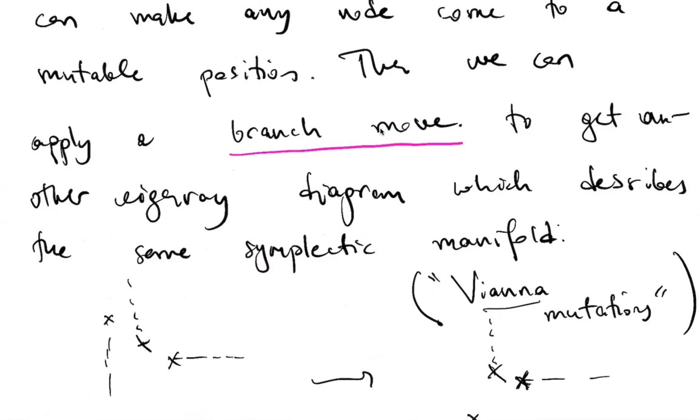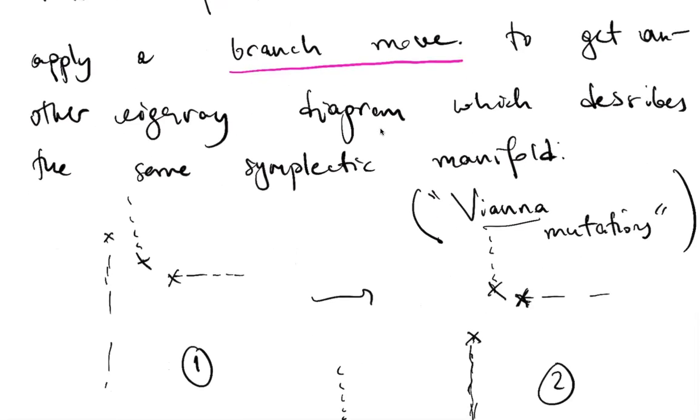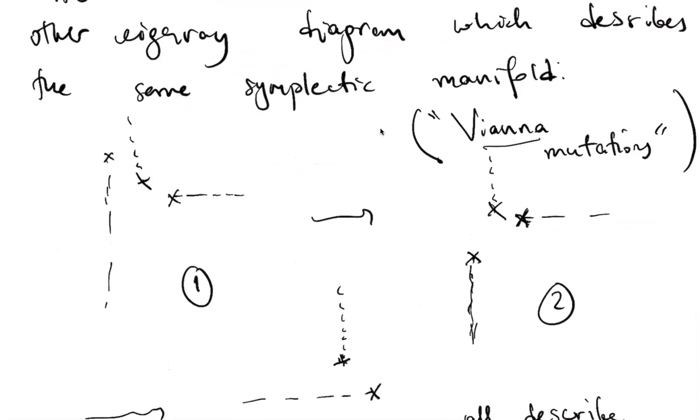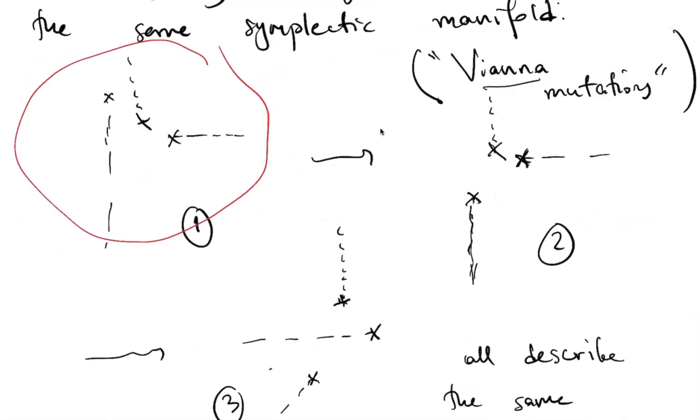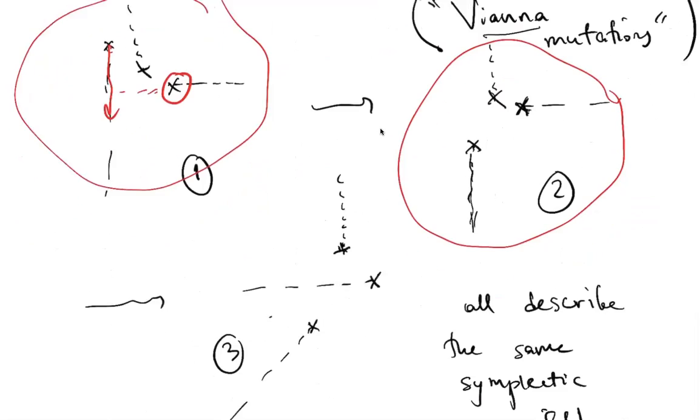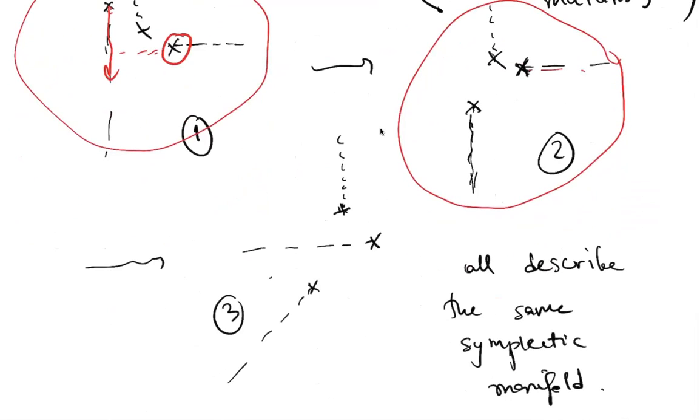And once a node is in mutable position, you can apply a branch move at that node. Let me try to say it with this example. If you start with this picture, I'm trying to make a branch move at this point. I see that it's not in mutable position, so I move this one down. So I obtain this picture now. And then I make a branch move, which means that instead of choosing this eigenray, I choose the eigenray on the other side.